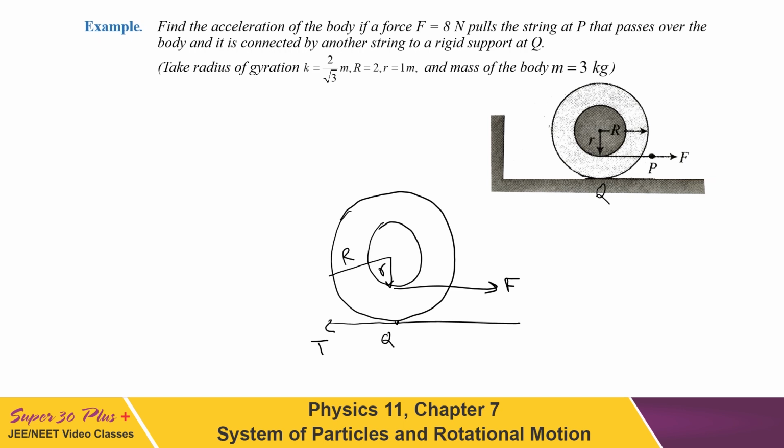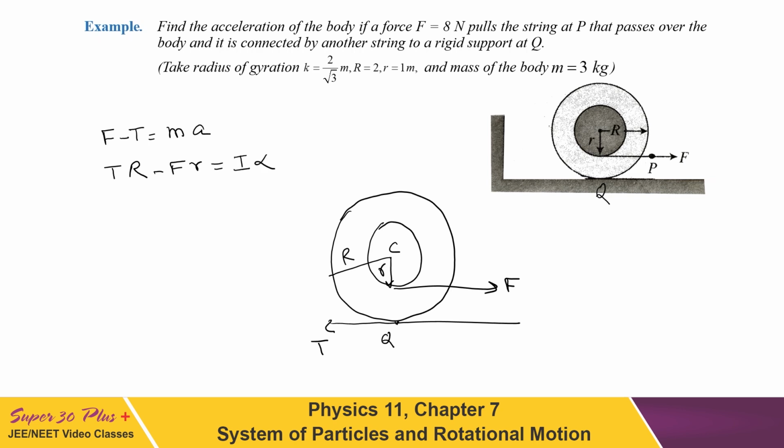Then first let us write the force equation, that will be F minus T equal to mass multiplied with acceleration. And if we write the torque equation, let this C be the center, then writing torque about C, it will be equal to TR, which is our clockwise torque, minus F small r, which is the anti-clockwise torque, and this whole has to be equal to I alpha.